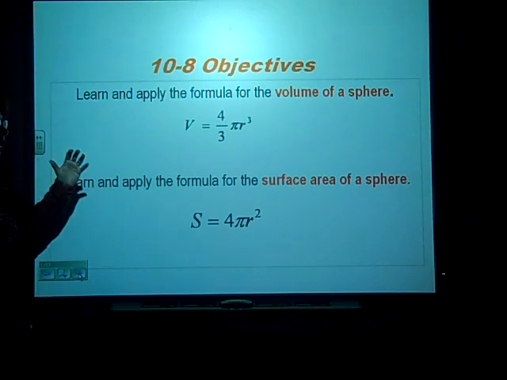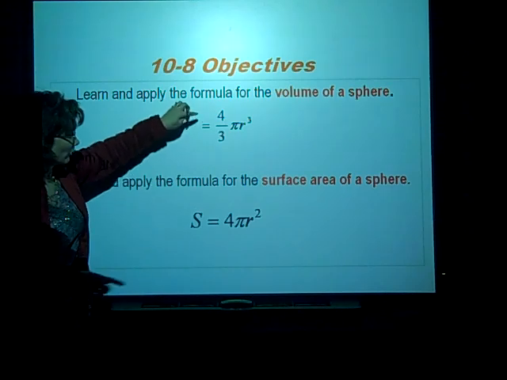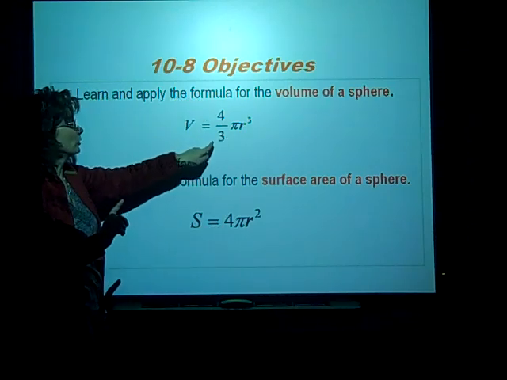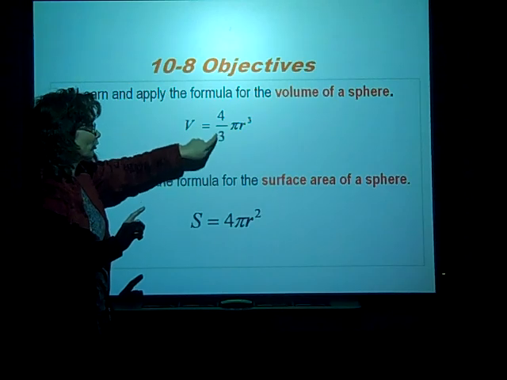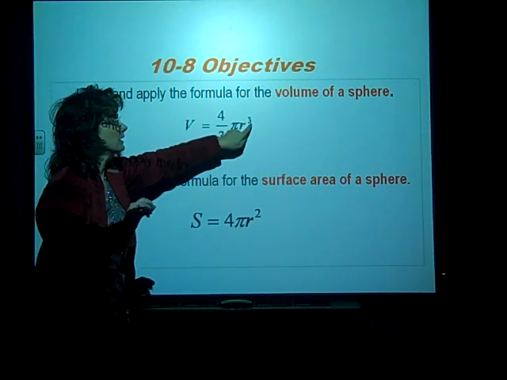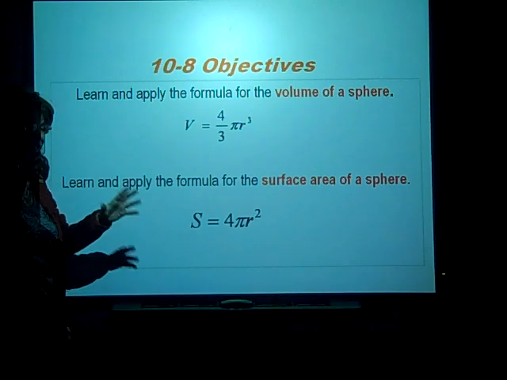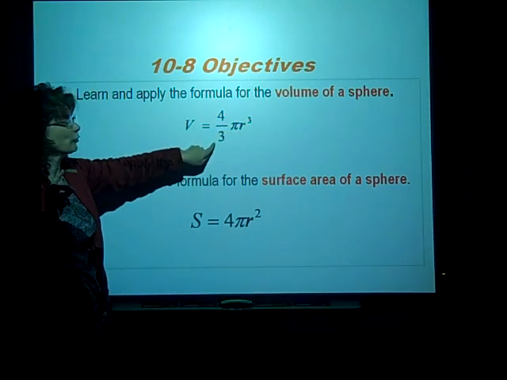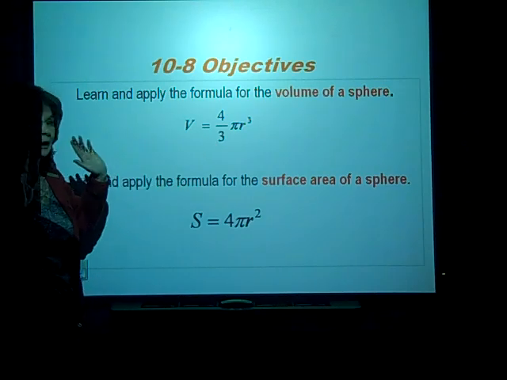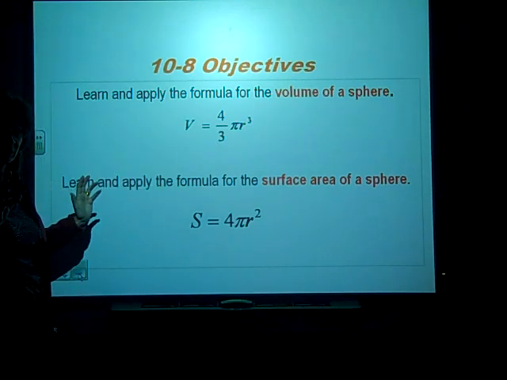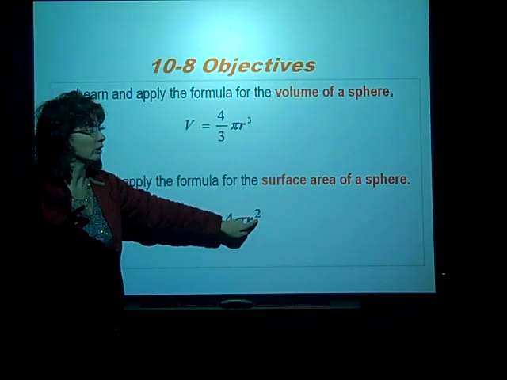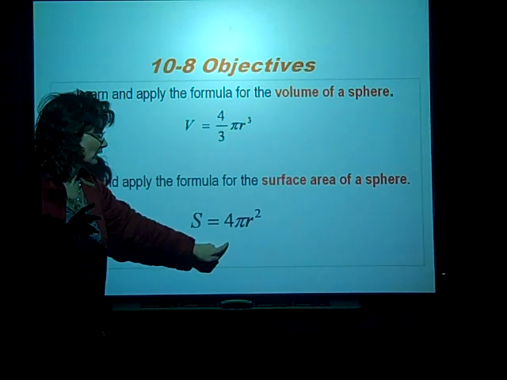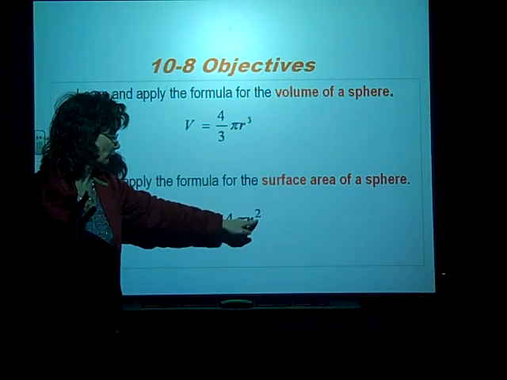Now notice they both have 4's in them. Volume is cubic units, and notice there's 4/3, there's a 3, and the radius is to the third power. So think cubic units, I'm going to raise my radius to the third power, and I've got 4/3 as my coefficient. Surface area is square units. And notice we're only going to square the radius here. And we have a 4, but nothing underneath. Okay, it's just 4 and the radius squared.